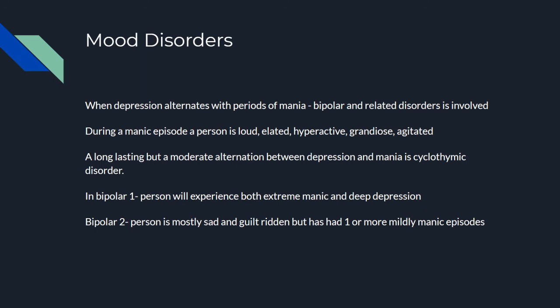Bipolar 2 patients are hypomanic, so they have mild manic episodes, and usually manage to irritate everyone. They are excessively cheerful, aggressive, or irritable. They may brag, talk too fast, interrupt conversations, or even spend too much money.